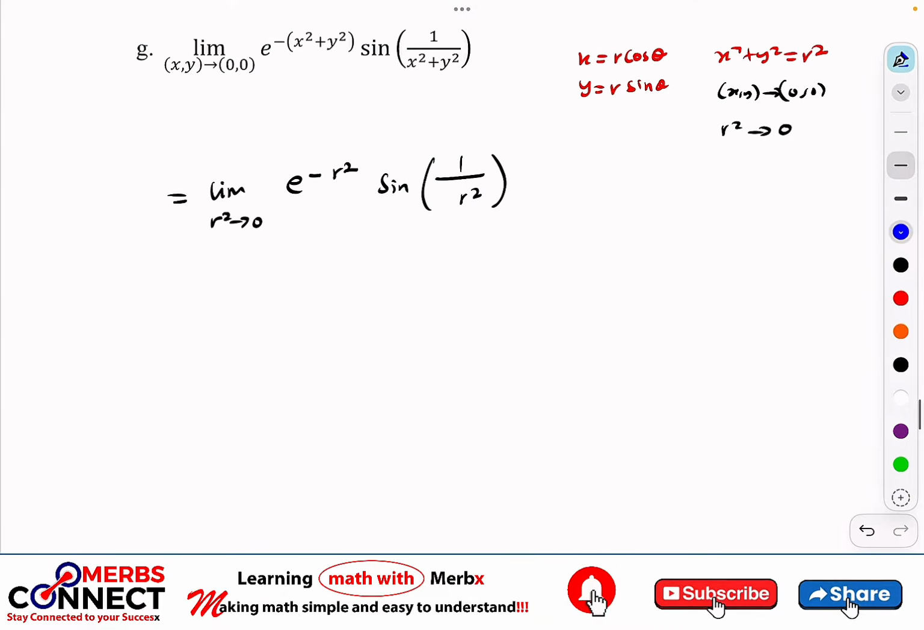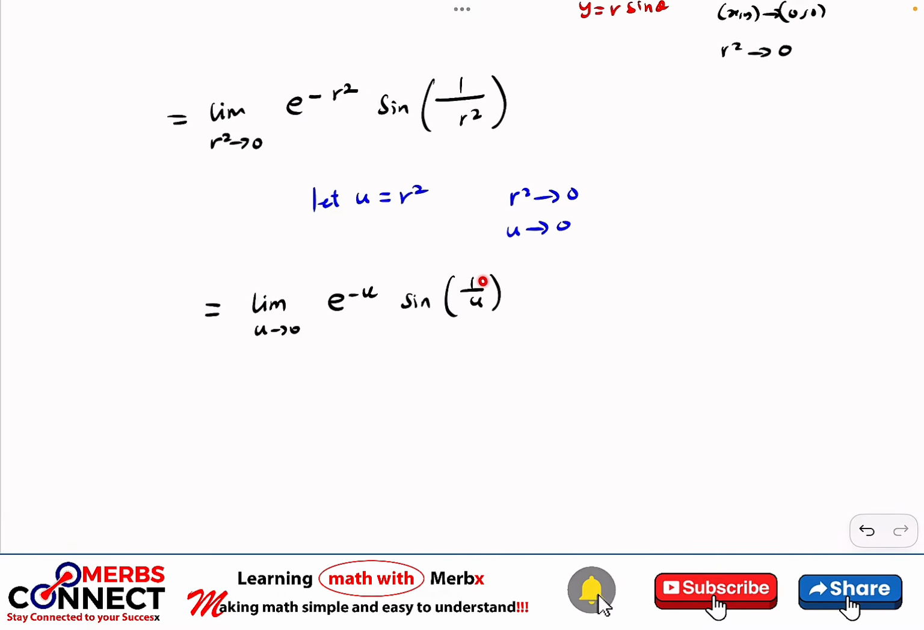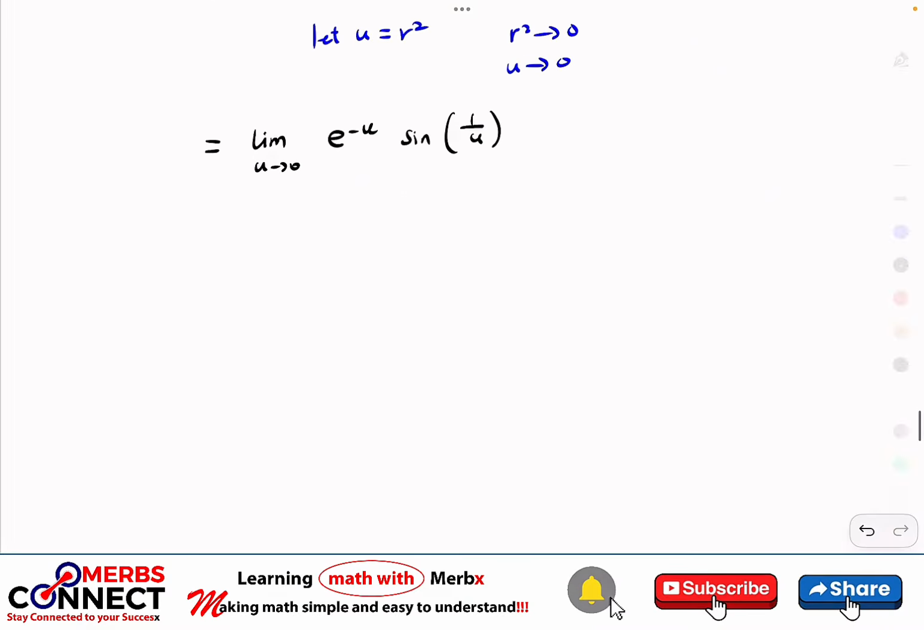Same procedure again. Let u be equal to r squared approaching 0, so u should be approaching 0. So what are we going to get now? The limit as u approaches 0 of e to the power minus u, sine of 1 divided by u. Now when you plug in u equal to 0, it's going to be crazy. So here we can use the squeeze theorem.